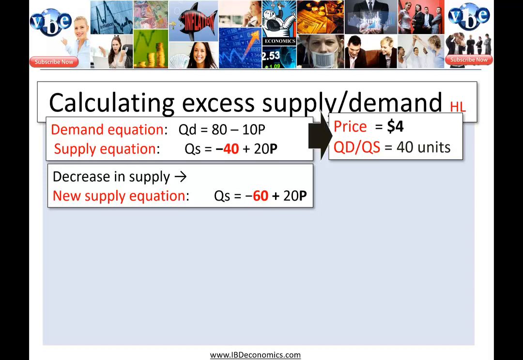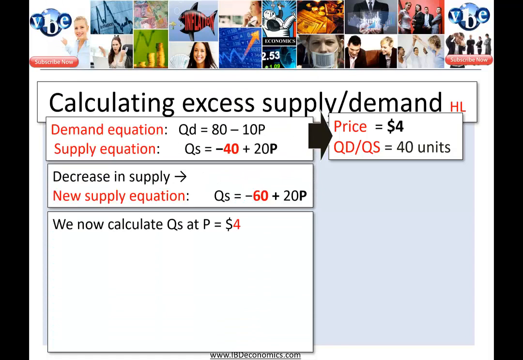And we know from our previous lesson that when there is a decrease in supply, the market is in an initial state of disequilibrium, and there is going to be excess supply or excess demand once the supply curve shifts or the demand curve shifts. So we're looking at a decrease in supply here, a new supply equation, less is being supplied, and with less being supplied, we must have excess demand in the market.